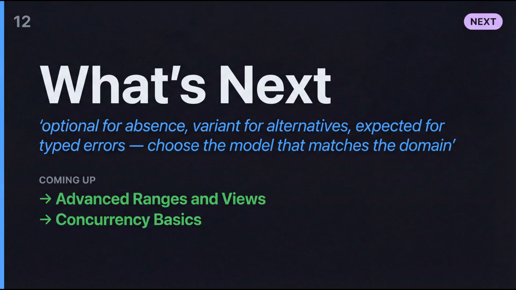Here's the key takeaway. Optional for absence, variant for alternatives, expected for typed errors. Choose the model that matches the domain, and your APIs will be clearer, safer, and easier to test. For next topics, continue with advanced ranges and views to learn how to compose lazy operations on sequences using the ranges library. Then, concurrency basics for threads, mutexes, and async in modern C++.